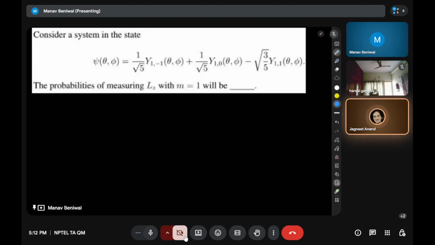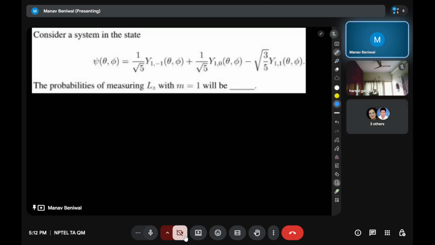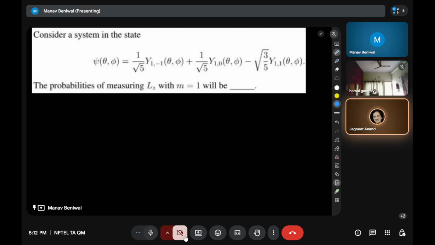If you look at the above, Y1 -1, so it is LM. So L is 1, M is -1, then L is 1, M is 0, and then L is 1, M is 1. So M is equal to 1 is the last term. So I'm just taking the square of that. Those other terms don't have M is equal to 1. So measuring Lz, that's fine. Just making a guess.